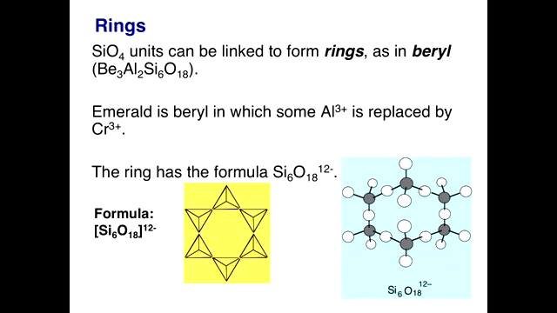Total charge? Well, 6 times plus 4 is 24, and we've got 18 times minus 2 is minus 36. Net charge is 12 minus. Or I can just count up the number of terminal oxygens. 1, 2, 3, 4, 5, 6, 7, 8, 9, 10, 11, 12. And that's how we would represent it in terms of the tetrahedra.